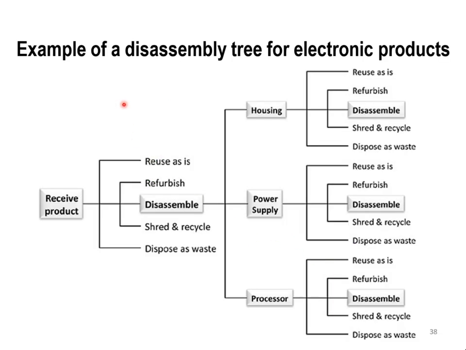Here is an example of the disassembly tree for electronic products. We're going to receive the product, then reuse it as it is, refresh it, disassemble it, shred and recycle it, or dispose of it as waste. So you have all these options. I'm going to disassemble it and take the housing, the power supply, and the processor.